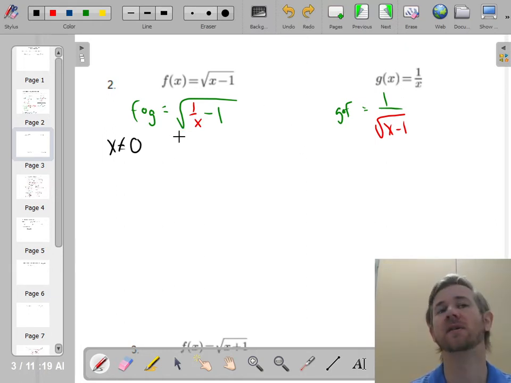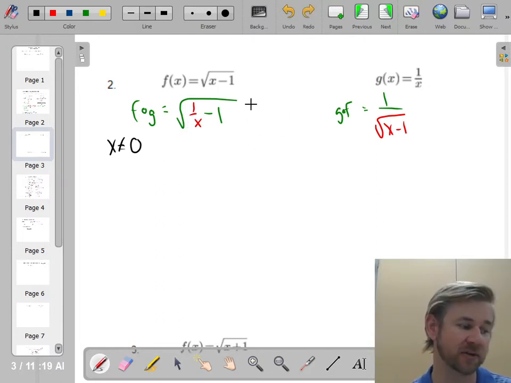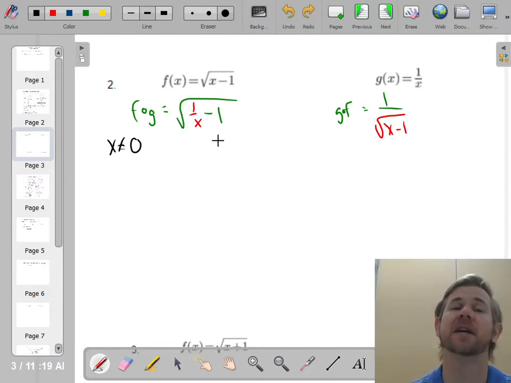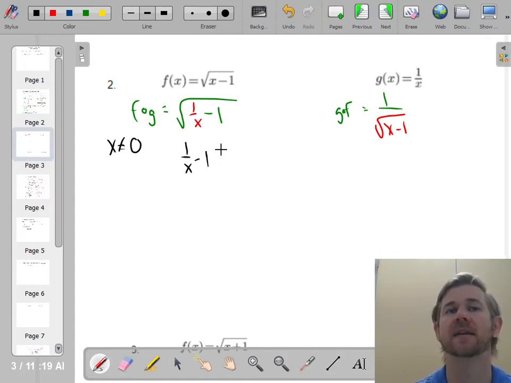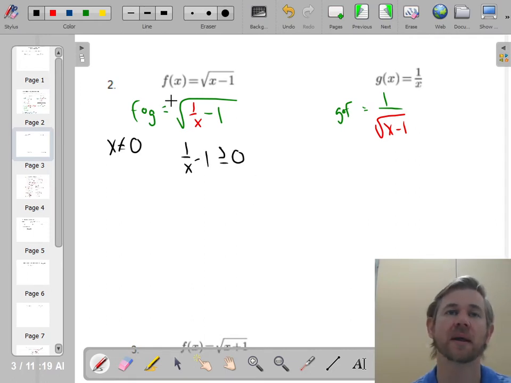But we also have to look at our new function that we created and see if that has any domain restrictions. And it does because you have a radical. Now you can see x definitely can't be 0 in this, but you also have to remember that the part underneath the square root has to be non-negative, has to be greater than or equal to 0. So this is a nonlinear inequality, which means I need to make a sign chart.